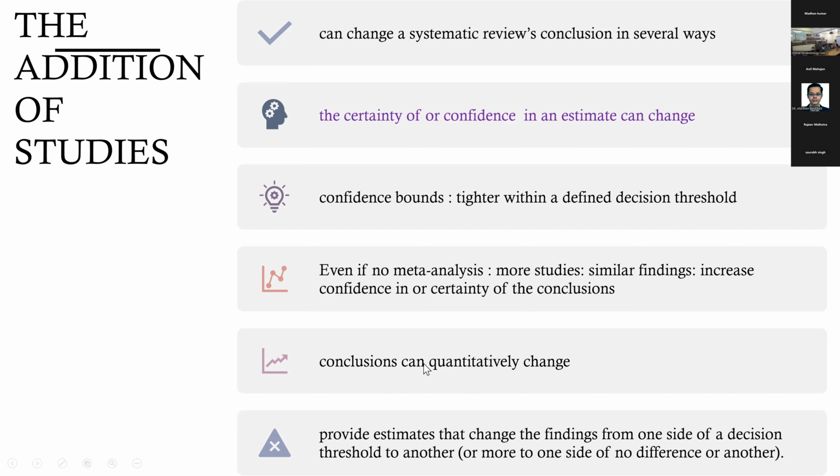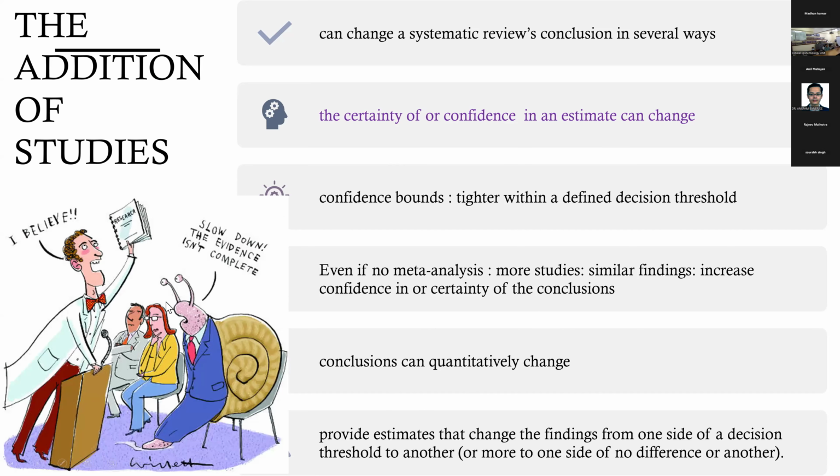On the other hand, A is better than B may suddenly change to A is not better than B. It may also go the other way. Suddenly you may find that adding one more study concludes that treatment B is better than A. So, that is why we should look and decide whether we need new studies or we don't need new studies.